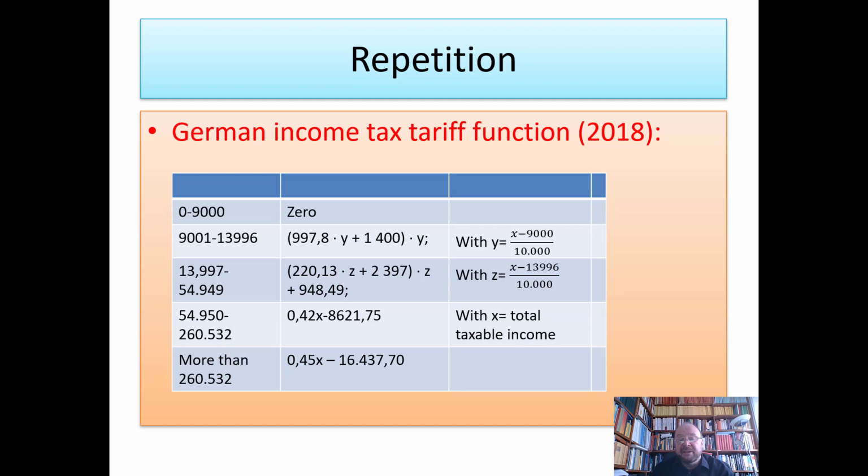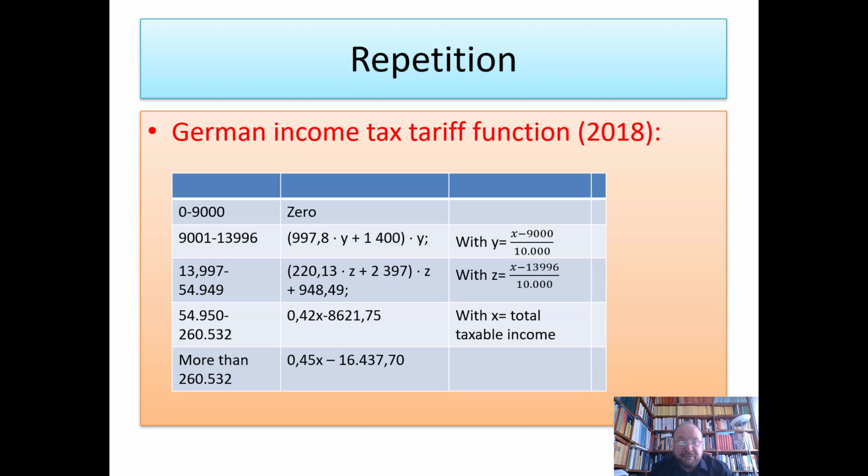Good. The German income tax tariff was highly complicated here. I have the tariff function of 2018. In one of the last lectures, I showed you the tariff function of 2021. You see, it's always a highly complicated formula. So that's the reason why the Germans usually use computer programs. Nobody ever understands how the tariff works.